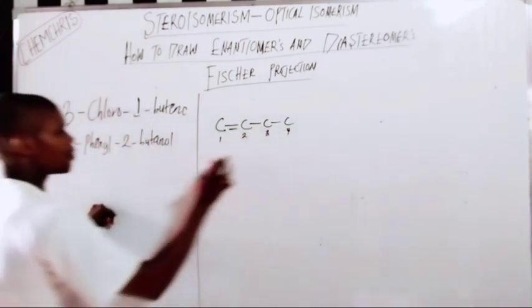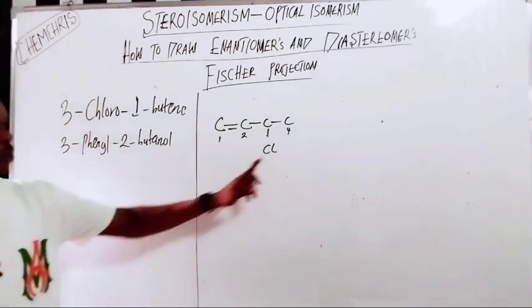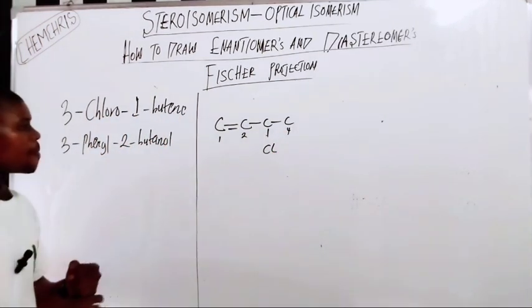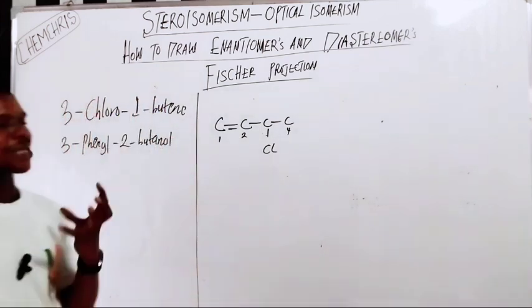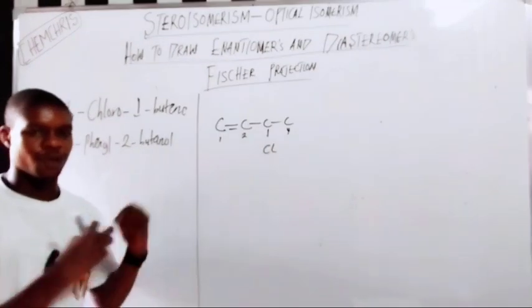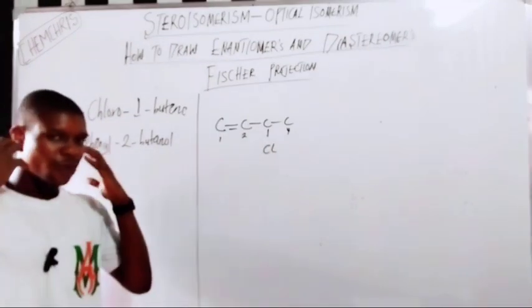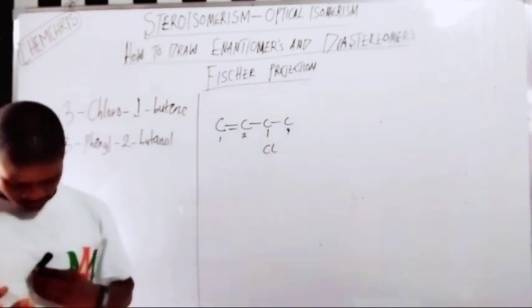At carbon 3, I have a chloro here. Very important. Before you can identify the number of chiral centers, you must draw the structure, which I did in the last class. But I'm recapping again in case you have not followed the last class, so you can still understand what I'm doing here.